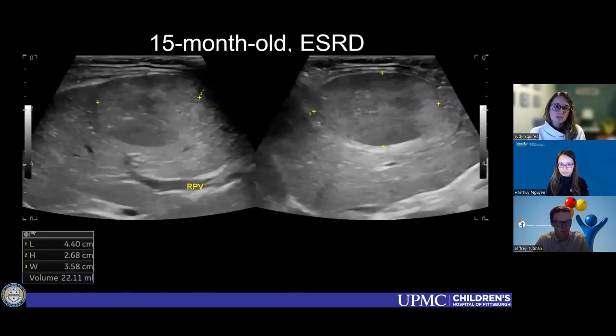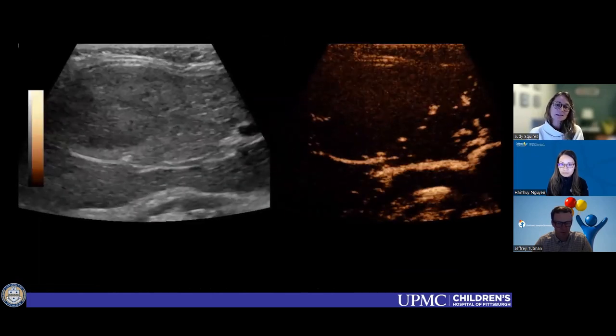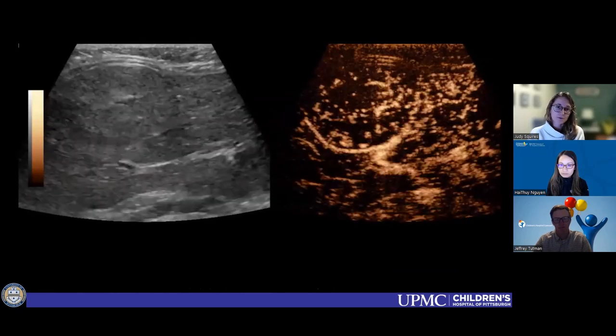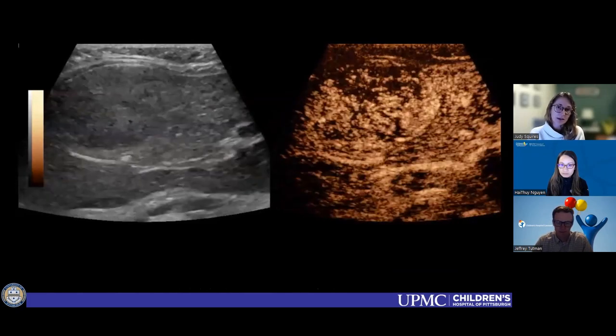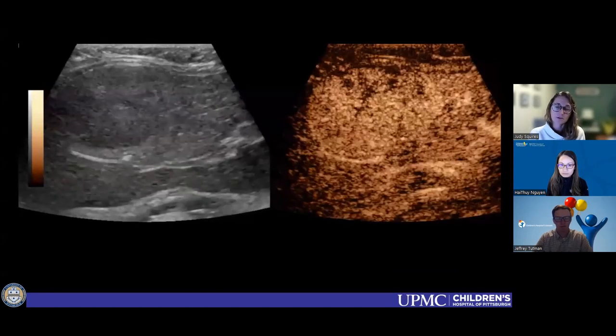Okay, changing gears just a little bit. So this was a 15-month-old who had end-stage renal failure. We have a liver lesion incidentally seen on a renal ultrasound. I'm going to show you the arterial enhancement, even though it's not helpful. So this type of lesion can have hypervascularity. It can be hypo-enhancing compared to the background liver.